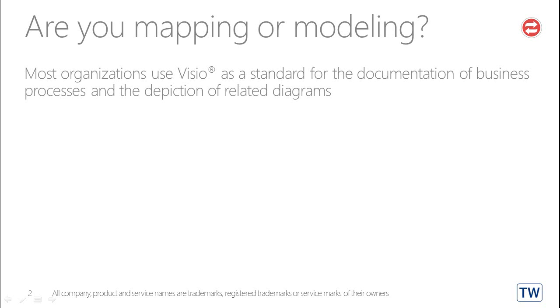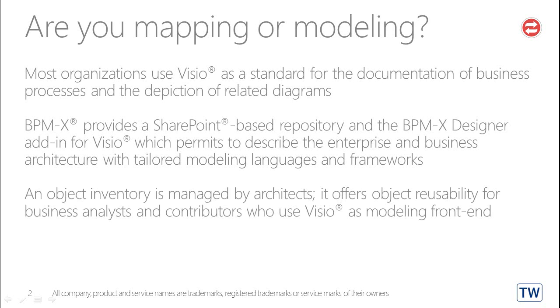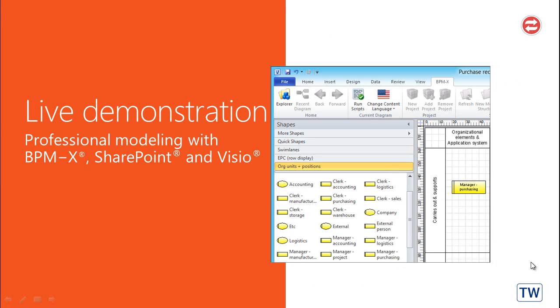However, Visio can easily be made a real modeling tool. BPM-X provides a SharePoint-based repository and the BPM-X Designer add-in for Visio, which permits to describe the enterprise and business architecture with tailored modeling languages and frameworks. For real modeling, an object inventory is managed by architects. It offers object reusability for business analysts and contributors who use Visio as a modeling front-end. So Visio is used for the visual exploration and the modeling of process flows and the business architecture by reusing objects from the inventory. Let us have a look at how this is achieved in a real-life scenario.